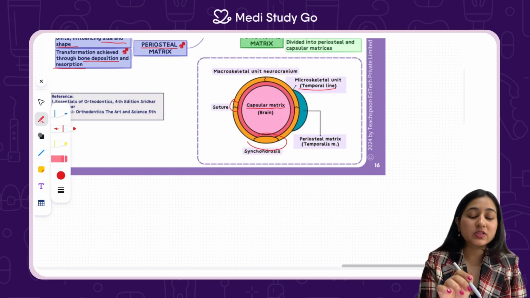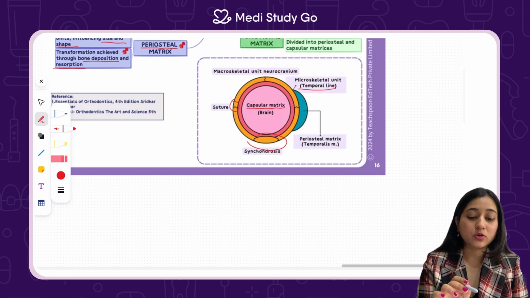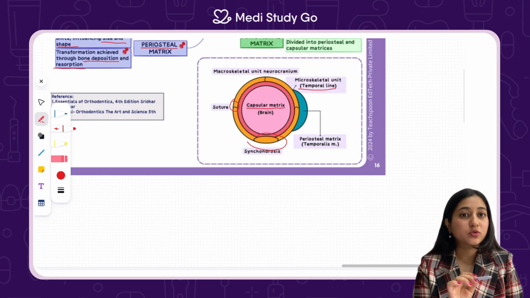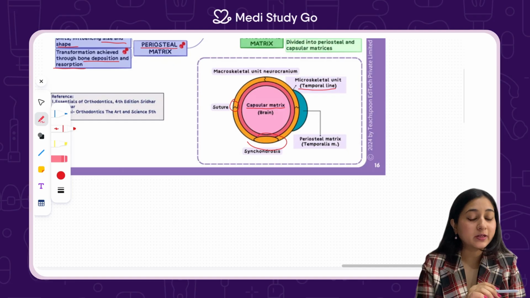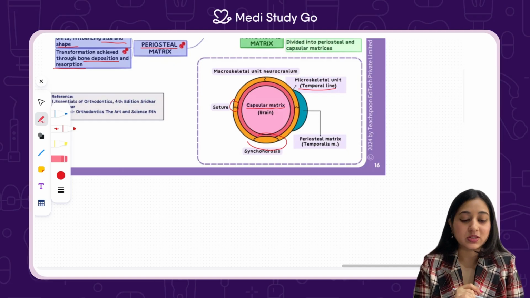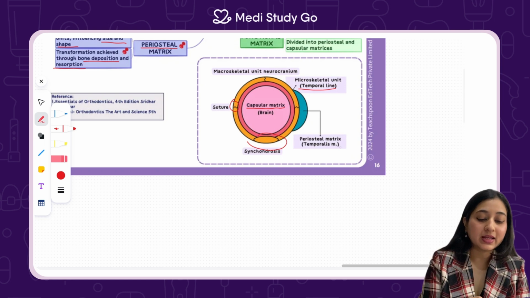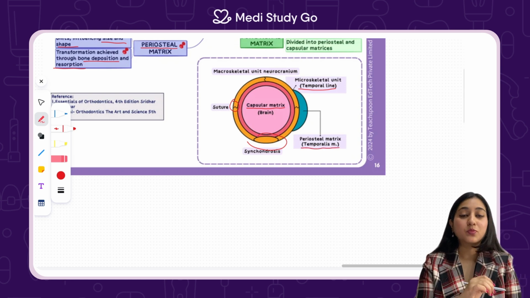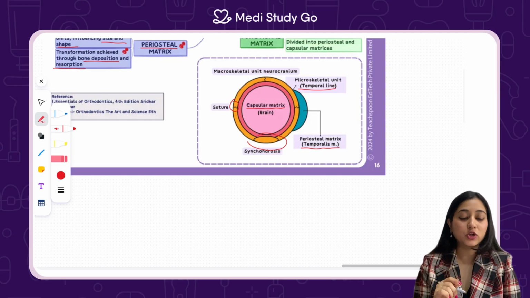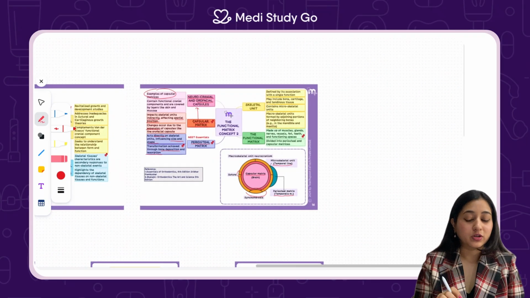So for this particular functional cranial component, the capsular matrix surrounds the brain, and in addition it is surrounded by the macroskeletal units as well as the microskeletal unit like the temporal line. We can also observe sutures as well as synchondrosis which are present. And the periosteal matrix that it is surrounded by is the temporalis muscle, which acts directly on the skeletal units. So this is exactly how the functional cranial component works.